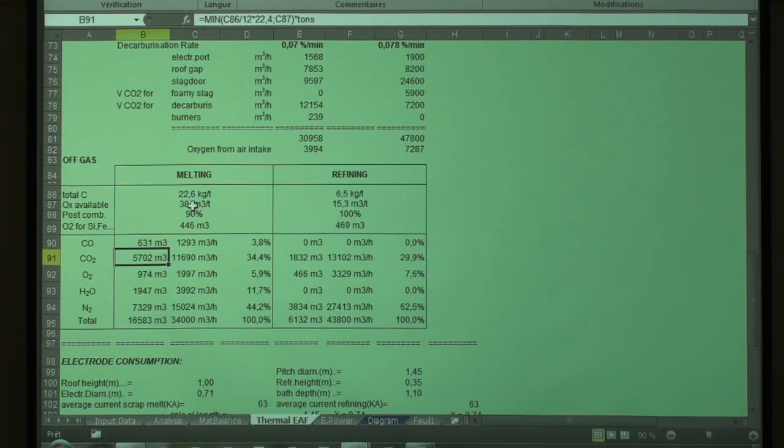If I have enough oxygen, you see, this is the minimum between the carbon converted into CO2 and the oxygen. So I take the minimum of these two volumes. Alright? And this is the remaining part. So the post-combustion rate is coming from the ratio of these two values. Yeah?